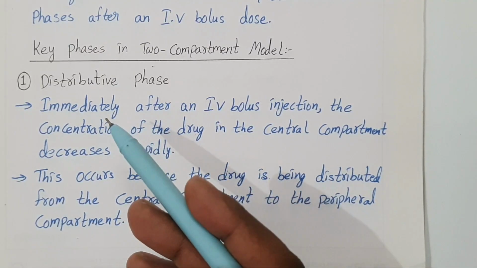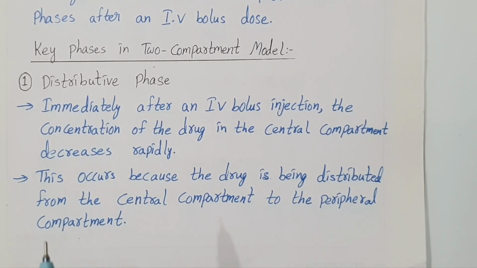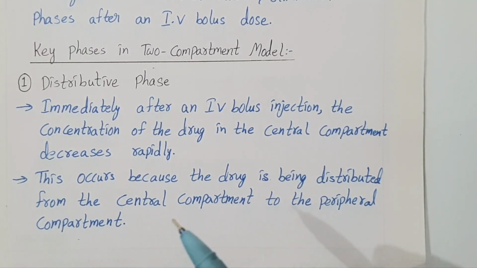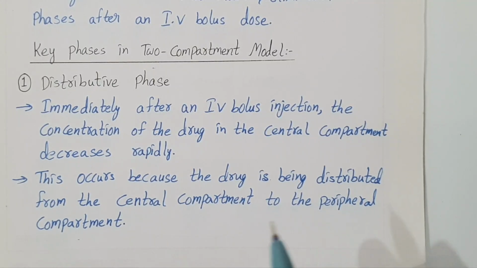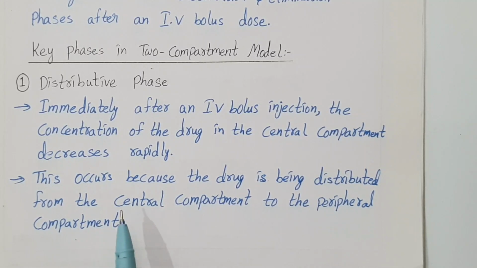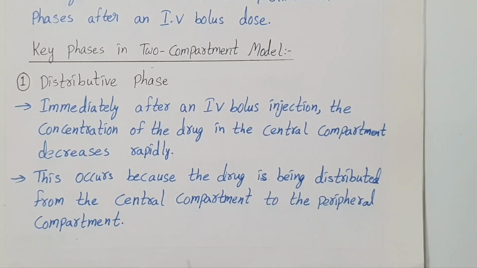Let's understand the journey of the drug in phases. We have three phases. First one is the distribution phase. Right after the IV injection, the drug concentration in the blood, that is the central compartment, drops very fast. Why? Because the drug is rapidly spreading into the peripheral compartment. This rapid fall is known as the distribution phase.